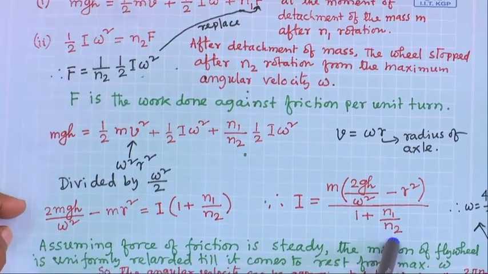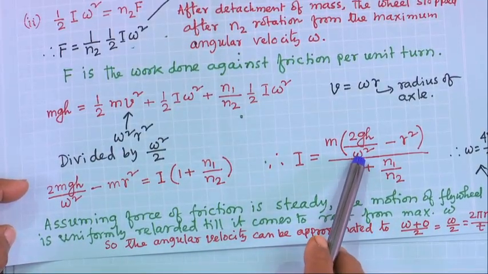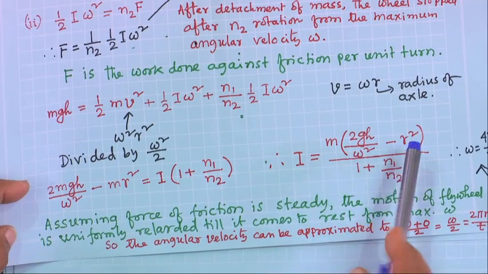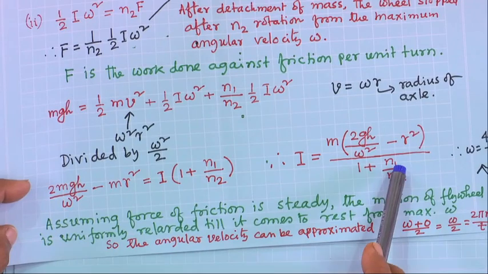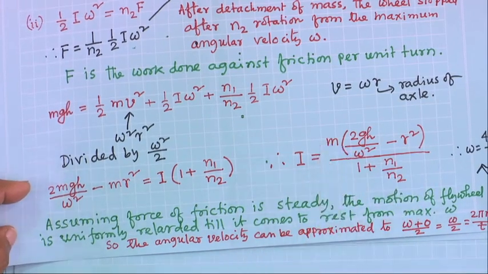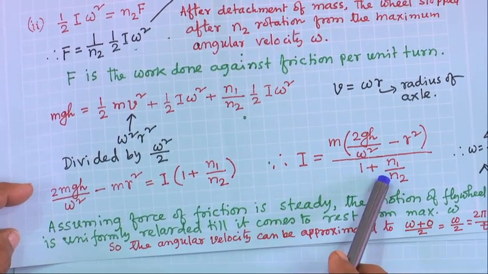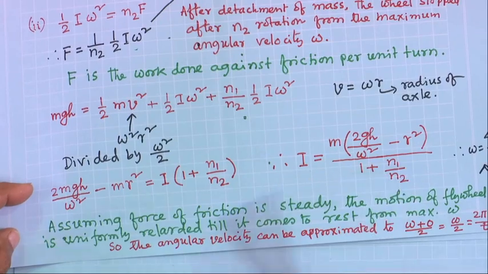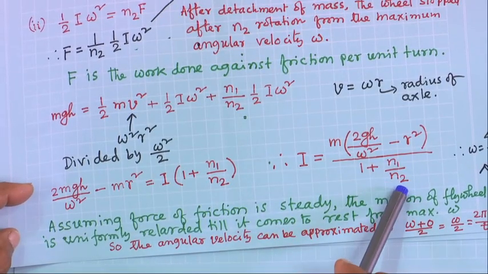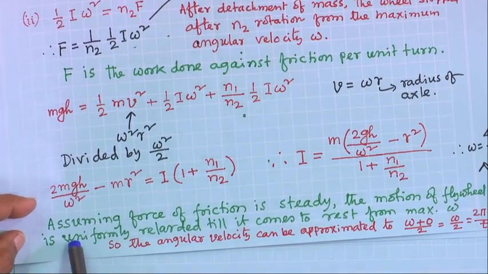Okay. Now how do we find omega? Height I can measure, and r I can also measure using a screw gauge. N1 and N2 I can count just by seeing the rotation, and using the turns we can find N1 and N2. Now, how do we get omega?